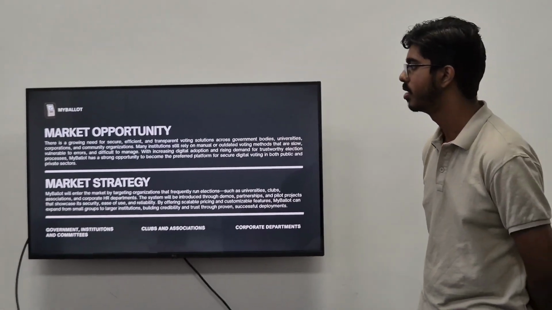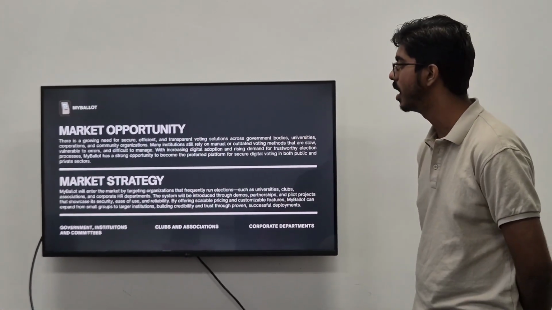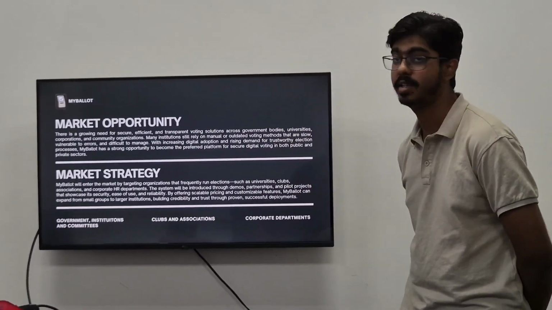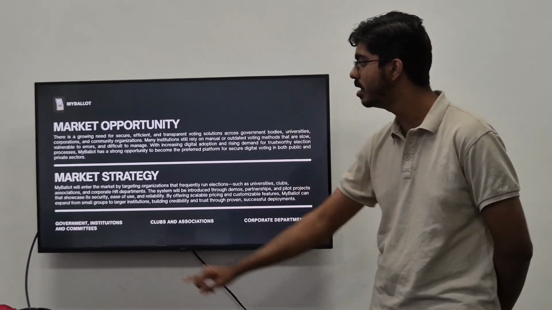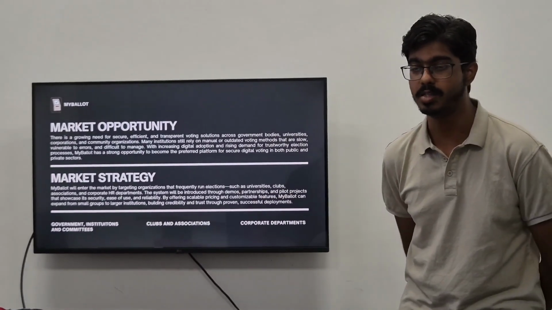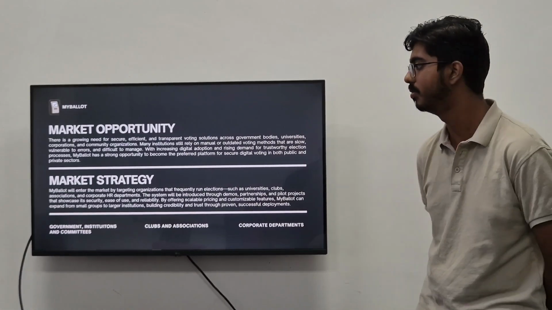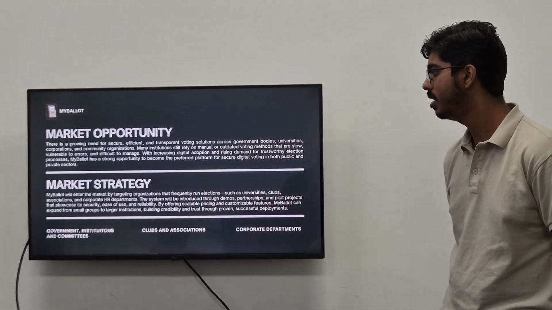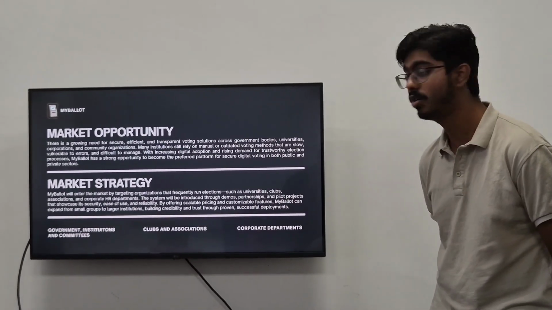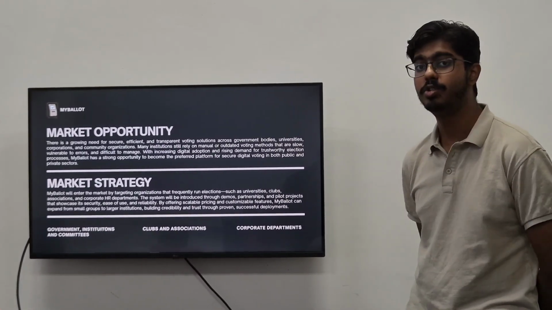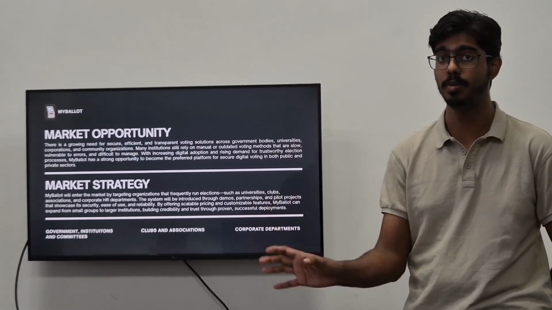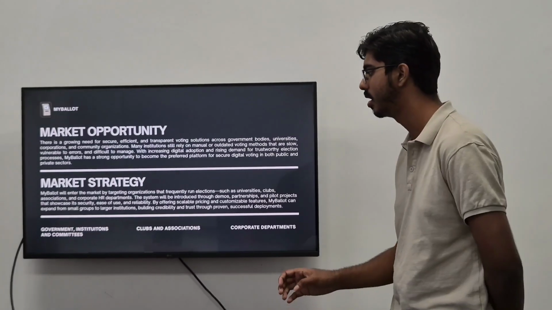Next. Alright, so let's expand on the market opportunity. There's a growing need for secure, efficient, and transparent voting solutions, and that's not only for government but also for universities, corporations, community organizations. They all rely on manual voting systems, and we believe MyBallot can also benefit them too. And our market strategy will be to target these organizations, such as universities, clubs, associations, and corporate HR departments. And we will introduce this through demos, partnerships, and pilot projects where we can showcase how secure MyBallot really is and how convenient it is.